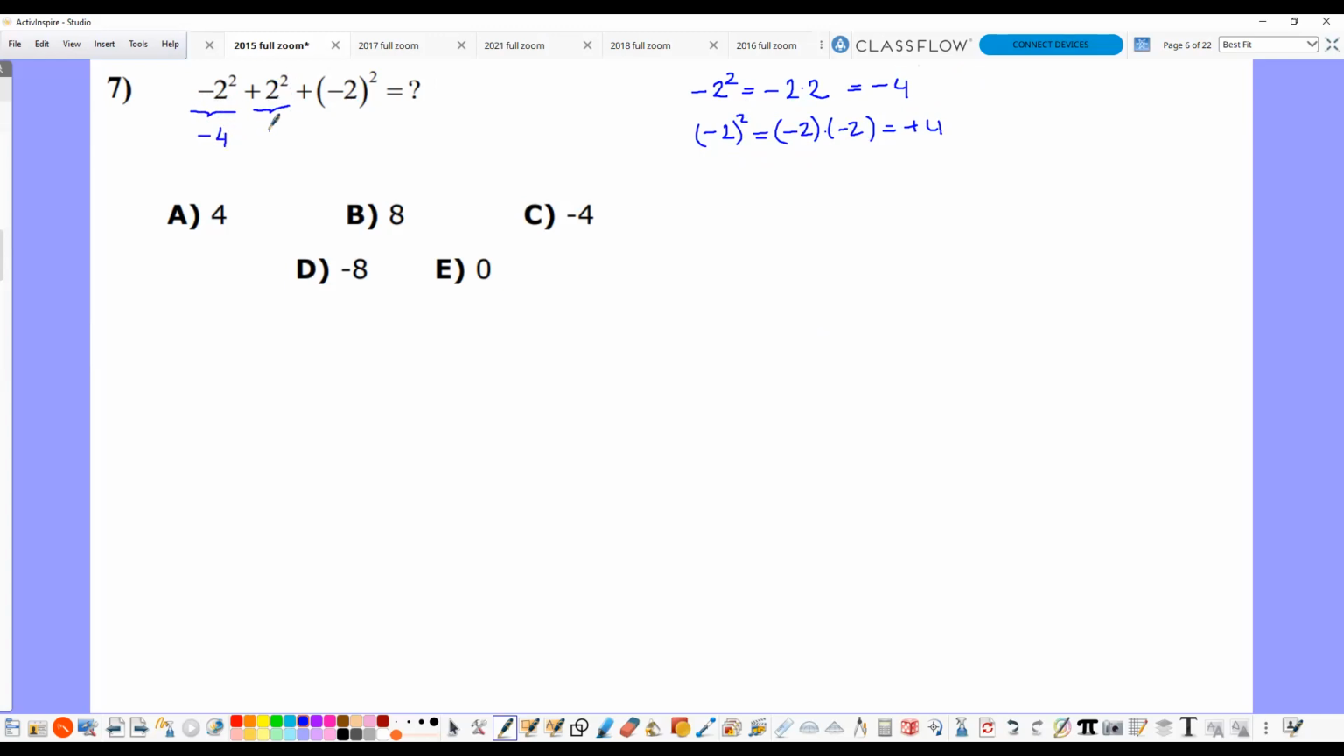This is obviously 2 square, which is equal to 4. And this is going to be also equal to 4. So the signs here are plus. The answer is going to be equal to 4, which is A.